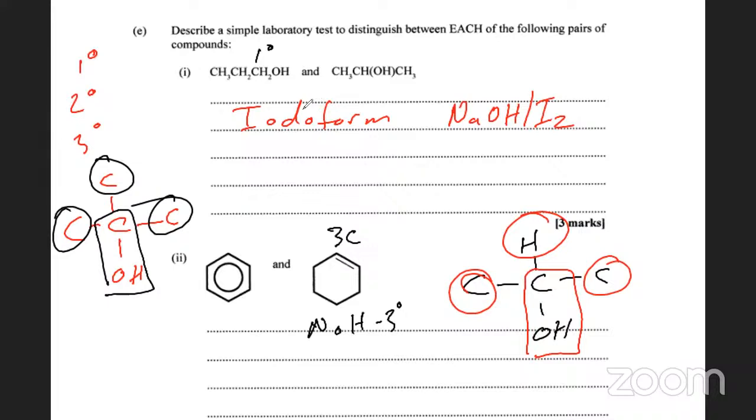Don't understand how you get primary, secondary, and tertiary alcohol? Quickly, you want to know how we get the secondary, primary, and tertiary alcohol?